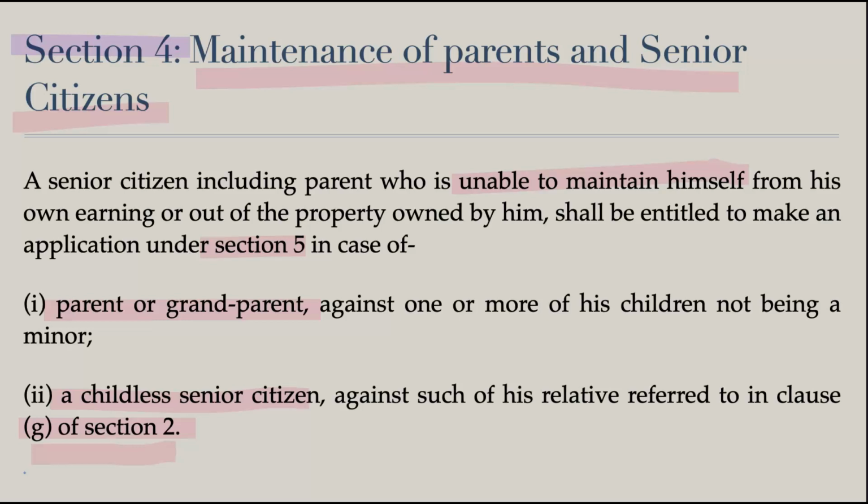So basically, if the senior citizen does not have his or her own child, the relative who would inherit the property after the death of that senior citizen can be made to maintain that particular senior citizen. So I hope you understood the basic core Section 4 of the act.